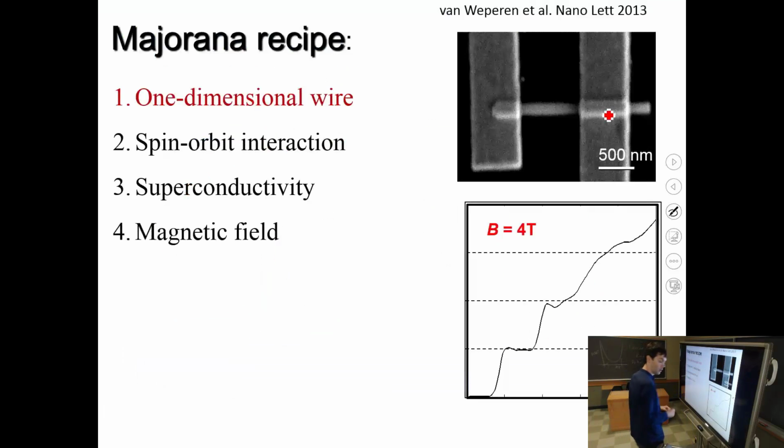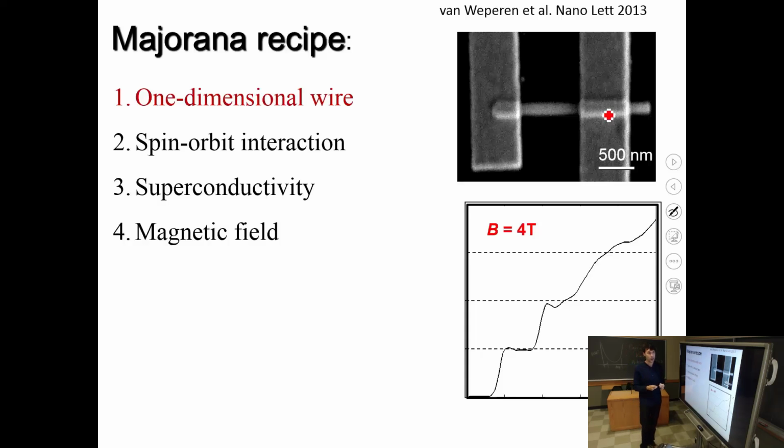Okay. So now about experiments. We're going to see a couple of experiments today, one with semiconductors and one that came a couple of years later with magnetic atoms. But they both map Kitaev Hamiltonian onto these four ingredients.